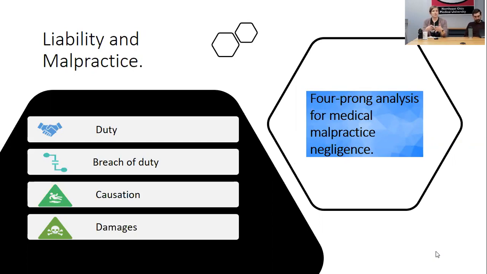If there was a duty to the patient, then in order to have liability for malpractice, they'd have to be able to demonstrate a breach of duty, that breach of duty did actually cause whatever the problem was, and there were actual damages sustained. So if something goes wrong in the middle of a surgery, but there's no damages, there's no malpractice. There actually has to be all of these pieces.